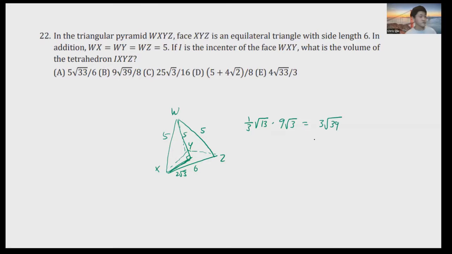So the volume of WXYZ will be 3 root 39. And so here you can kind of guess that the answer will probably be 9 root 39 over 8 because none of the other answer choices include the number root 39. But to solve this, we're gonna draw out our face, W, X, Y. And we're gonna draw this in circle.